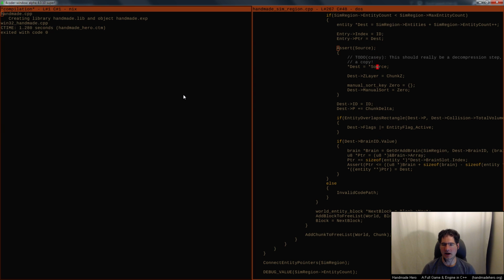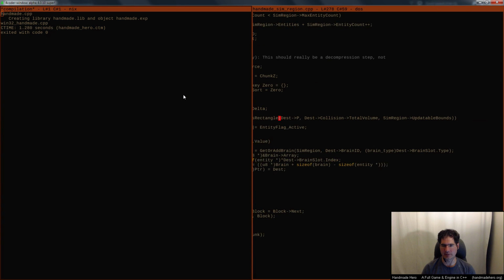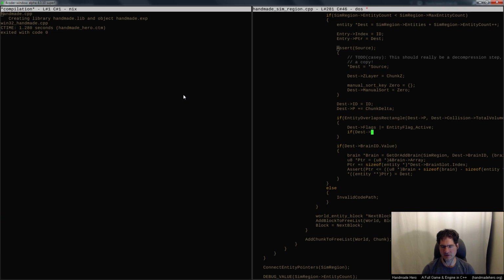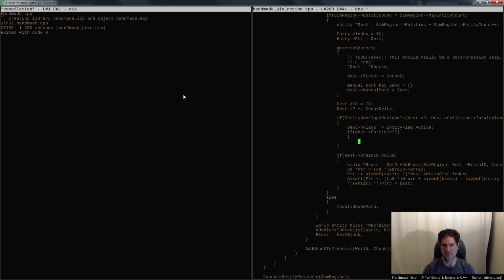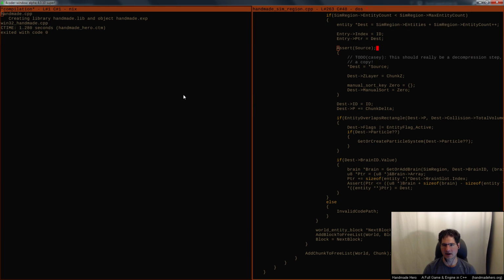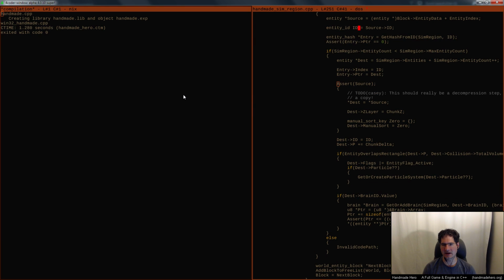So anyway, when we do the entity overlaps rectangle test, and we're going to mark this thing as active, you can see that we add the brain in. What I'd also like to do is say, if the dest is a particle system, then we would want to get or create a particle system. And we'd want to pass this particle thing, probably. Although probably the ID for the entity might just be okay, because we have these entity ID things where we can say this entity has a unique ID. So really, I guess I can just use this.